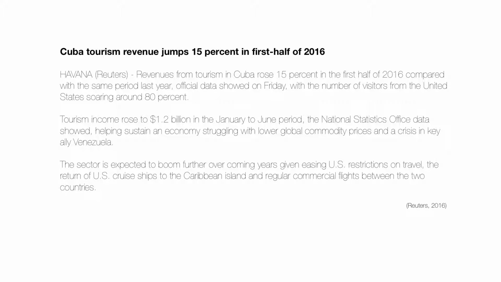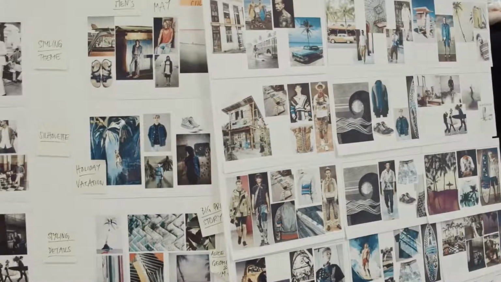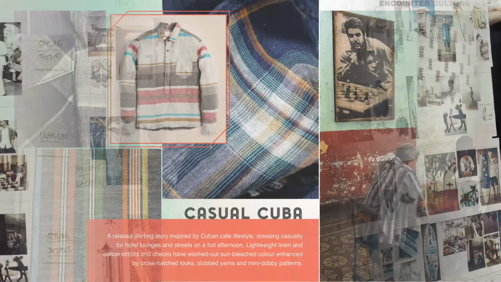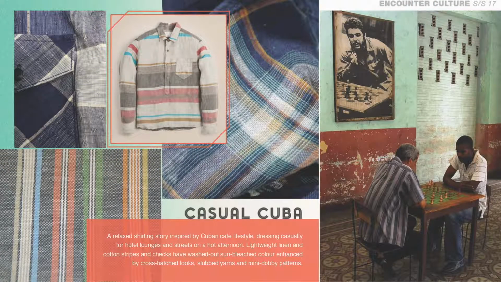Remember also, in the first lesson, we looked at the WGSM presentation, where they noticed that there was going to be an increased amount of tourism moving to Cuba. The sector is expected to boom further over the coming years, given easing US restrictions on travel, the return of the US cruise ships to the Caribbean island, and regular commercial flights between the two countries. They translated this into lots of visual information, all of which they narrowed down and created lots of trend boards, including this one, Casual Cuba.